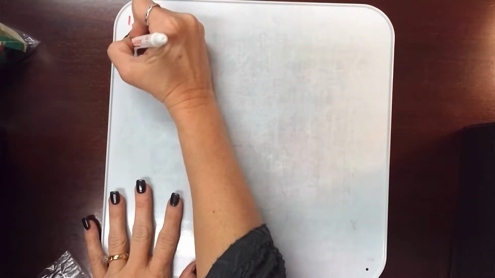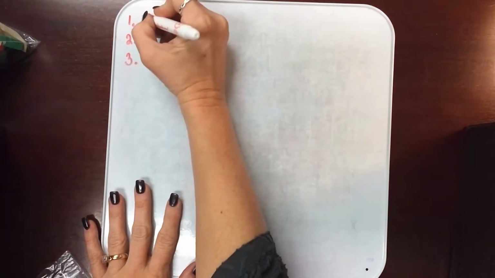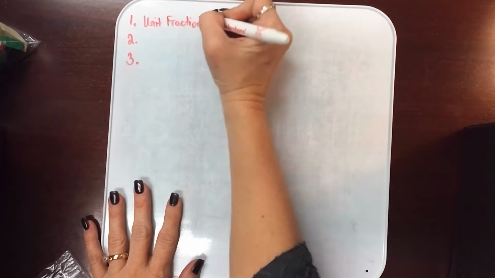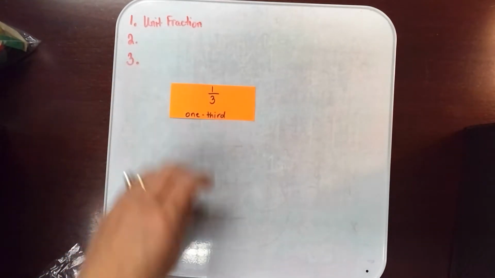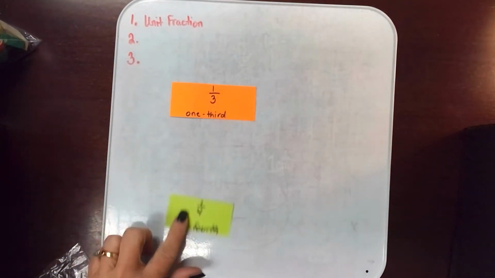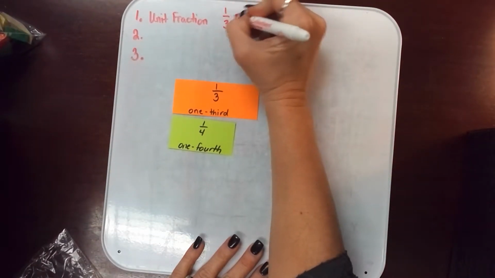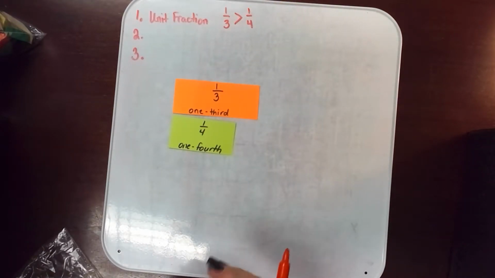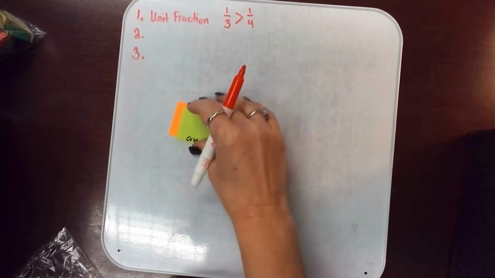Alright, so as we begin this on day 7, we are going to actually review what students did in 3rd grade. When we compare fractions, in 3rd grade they learned 3 ways to compare fractions. First of all, they learned to compare unit fractions. So that meant if I had 1/3 and 1/4, 1/3 is larger than 1/4 because when something's broken up into 3 parts, those parts are larger than if it's broken up into 4 parts, right? So we're going to review that with students.